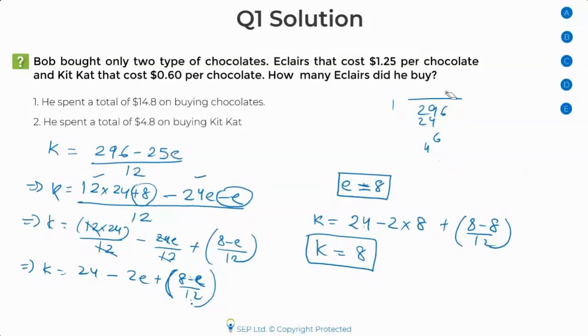Instead of randomly putting in values, I just solved it methodically, and I got the answer. Let me write the whole equation once again: 25e plus 12k is equal to 296. So I know the value of e would be 8, the value of k would be 8. Very quickly, instead of doing a random hit and trial.